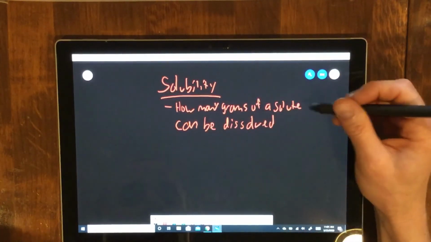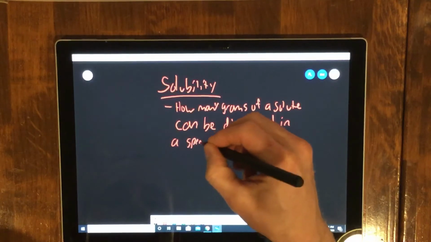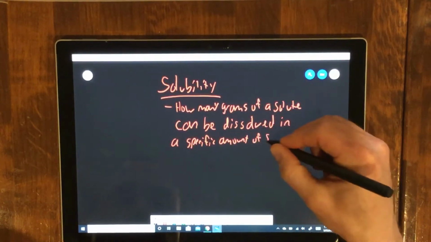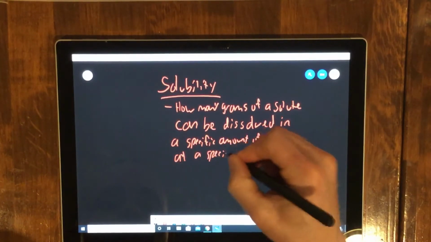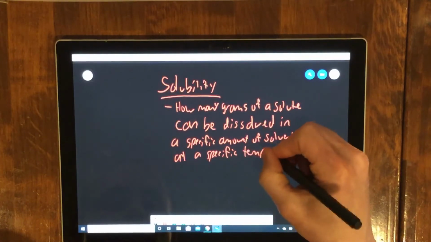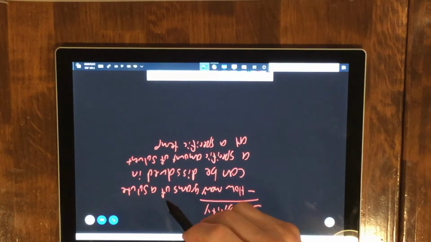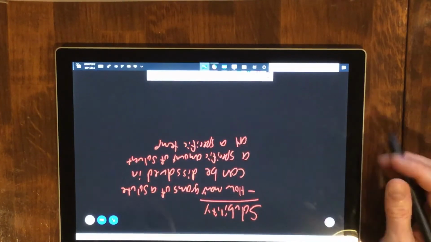How many grams of a solute can be dissolved in a specific amount of solvent at a specific temperature? So the word solubility: how many grams of a solute can be dissolved in a specific amount of solvent at a specific temperature.